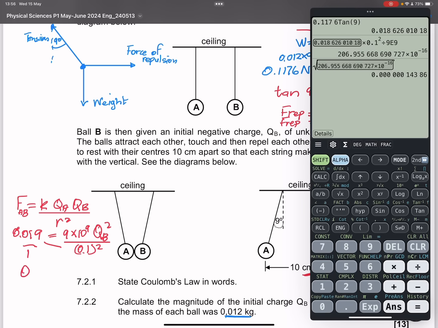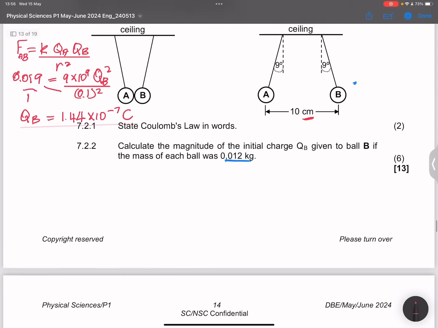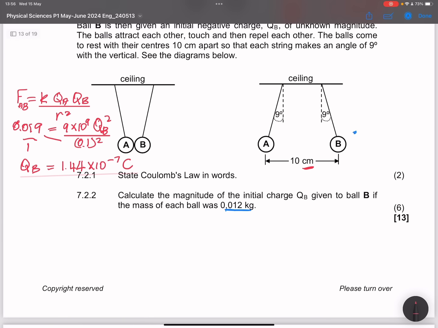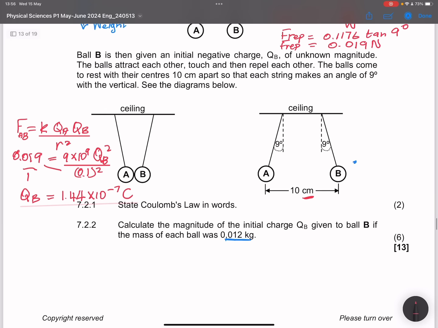Okay, so the charge on A and B afterwards would be 1.44 times 10 to the minus 7 coulombs. So that's what I get in terms of their net charge afterwards. Now we need to remember, what were we looking for? The initial charge, not the one after they touched each other, right? So this would be the net charge on the two balls together.